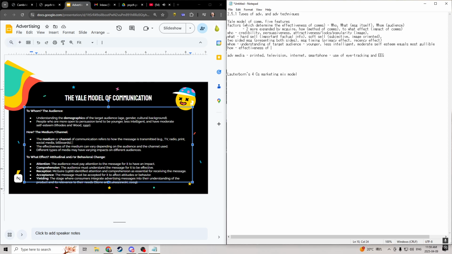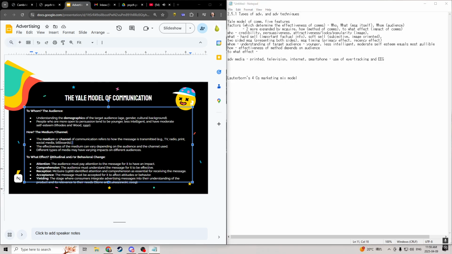Effectiveness of method depends on audience. I guess, for example, you could say that an older audience might really like something on the radio or TV versus a younger audience might like social media, or something like that. Okay, to what effect?